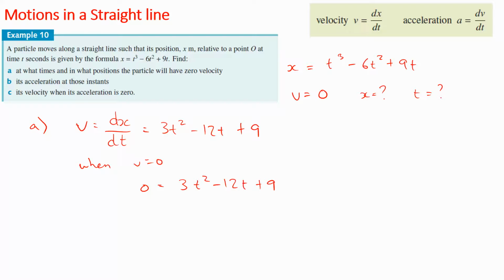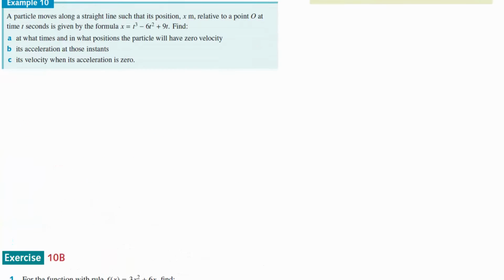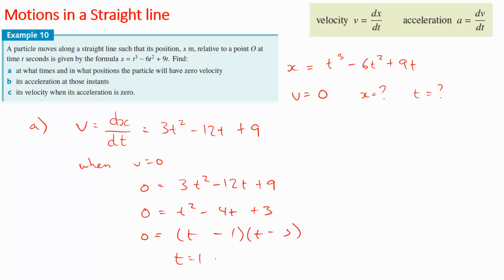Your question was find t, find x. According to this equation, I'm going to solve for t first, to see when I will have a velocity of 0. I can divide them all by 3, so that makes it t squared minus 4t plus 3. Factorize that, because it's a quadratic: negative 3, negative 1. Using the null factor law, t equals 1, or t equals 3 seconds.